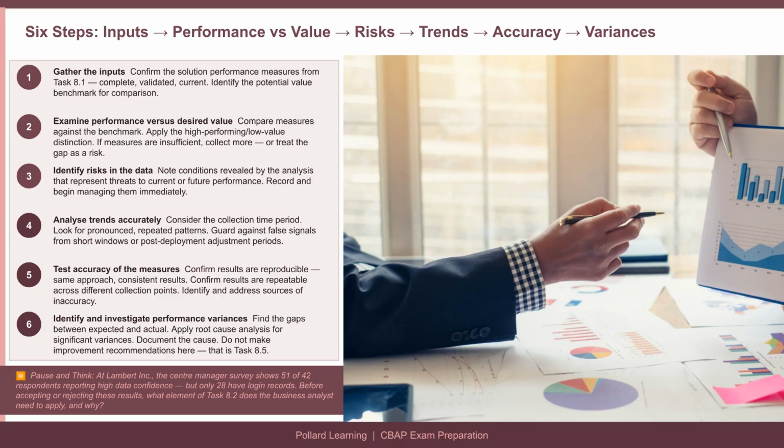Pause and think. At Lambert Inc., the Center Manager Survey shows 51 respondents from a pool of 42, with only 28 holding login records. Before accepting or rejecting these results, which element of Task 8.2 does the business analyst need to apply, and what does it reveal?